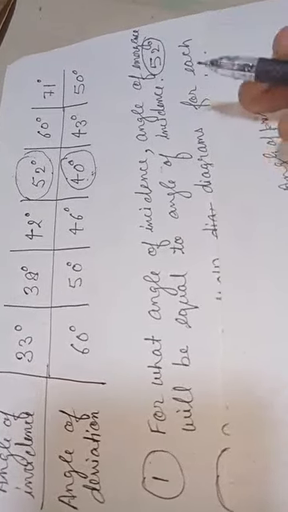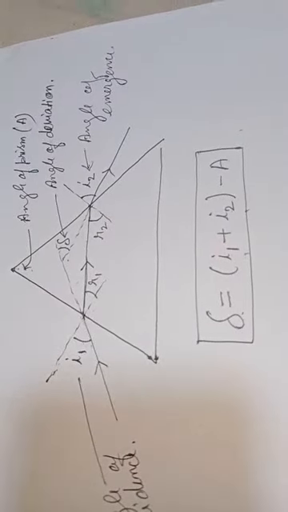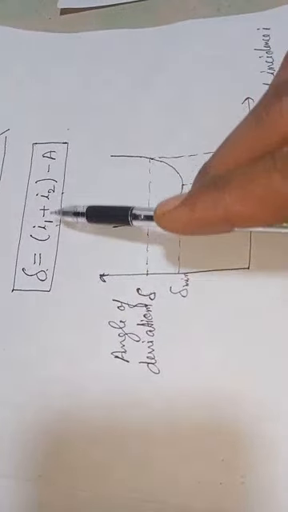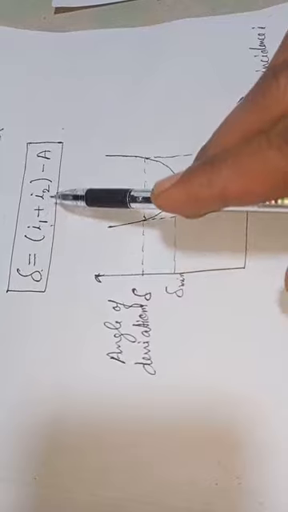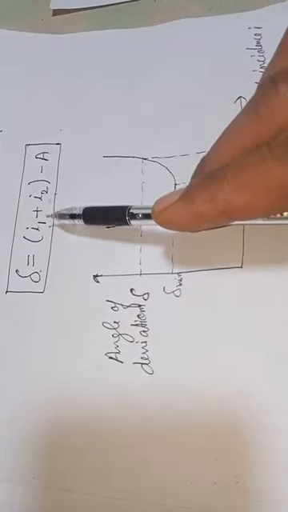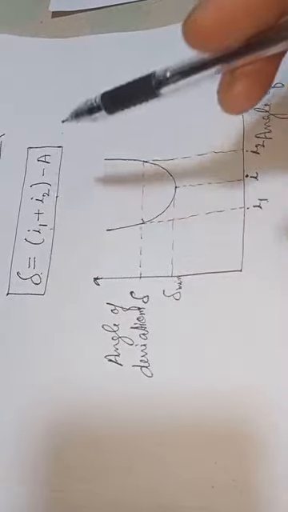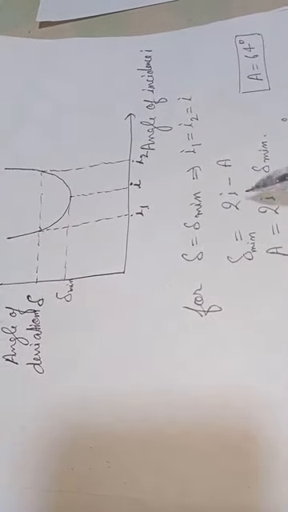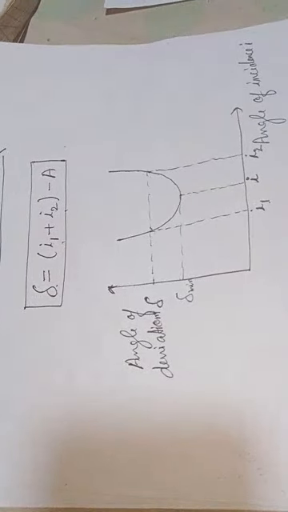Before moving to the second part of this question, where we have to draw the ray diagram, we are reconsidering the equation delta equals I1 plus I2 minus A. When delta is minimum, I1 and I2 become equal, so we can say I1 and I2 will both equal I. Then the equation of delta will become 2I minus A, because I1 and I2 are the same and add up. The equation becomes delta minimum equals 2I minus A.